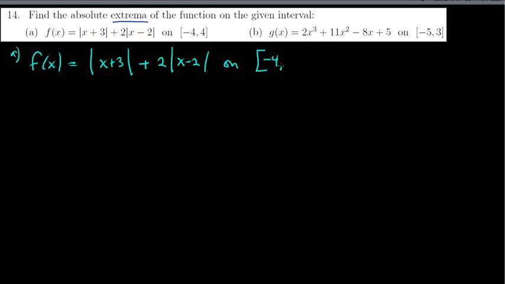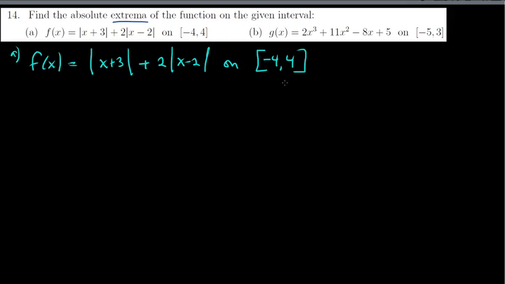Okay, so moving on to 14. We have find the absolute extrema, so that means maximum and minimum, right? So find the maximum and minimum of the function. Well, let's do part A. The function here is the absolute value of x plus 3 plus 2 times the absolute value of x minus 2 on the closed and bounded interval from -4 to +4.